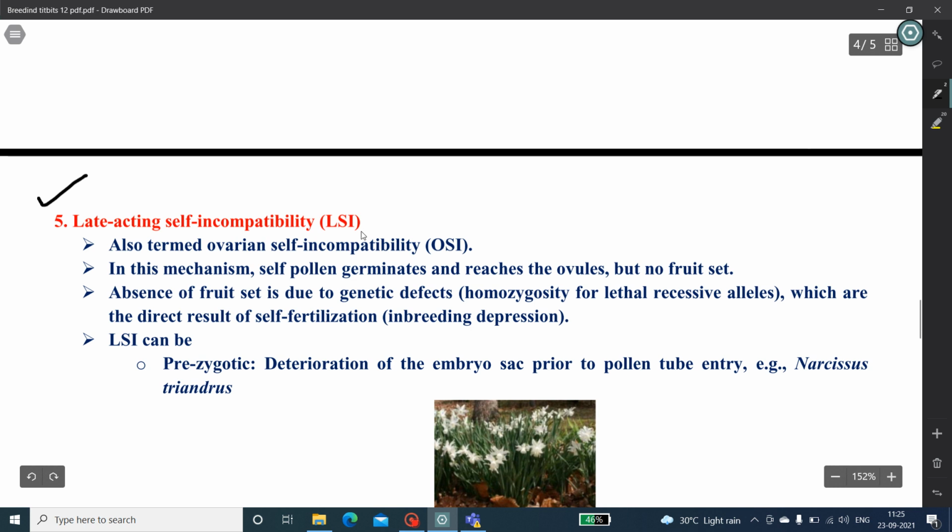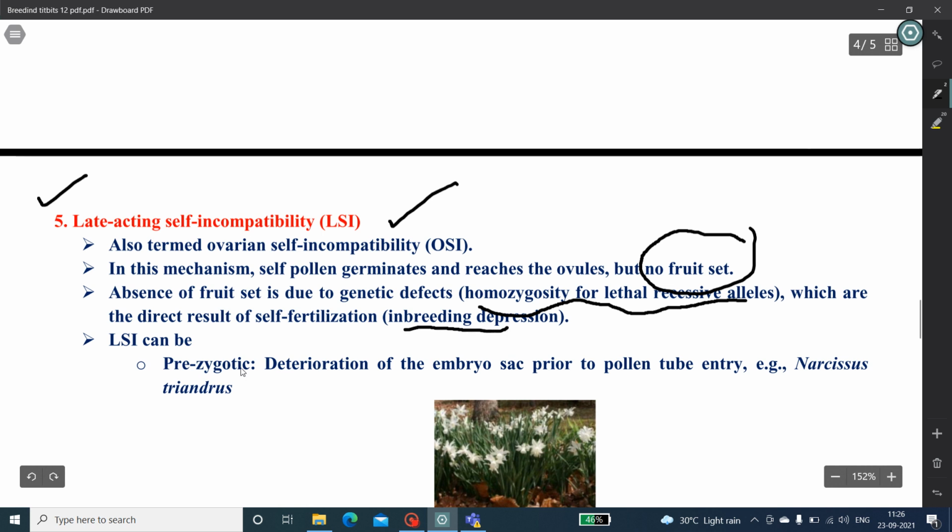It is also termed as ovarian self-incompatibility. In this mechanism, self-pollen germinate and reach the ovules, but there is no fruit set. Absence of fruit set is due to genetic factors, that is homozygosity of lethal recessive alleles, which are the direct result of self-fertilization, that is inbreeding depression.